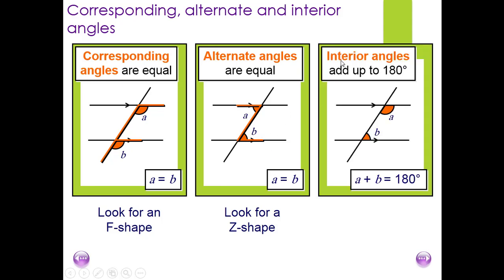The same thing with the interior angles, but they are not equal, A and B. When you add them up, you have 180. Interior angles, or we call them supplementary angles. Look for a C or U shape.